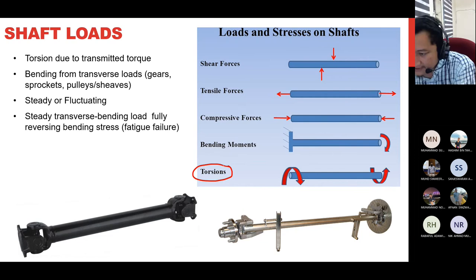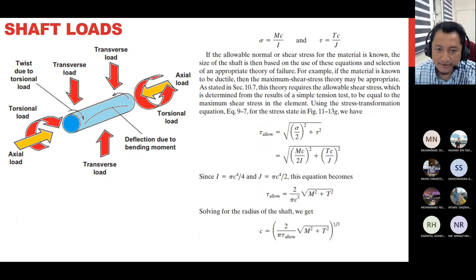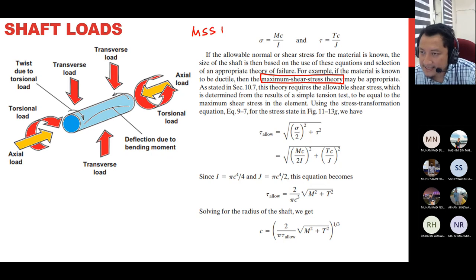So torsion kita dah biasa dengar. You've got also bending moment. You've got compressive forces, you've got tensile forces, and you also have shear forces, like in this case, opposite direction. So if you want to know what are the forces acting on a shaft in a combined manner, something like this. So how do you find out the diameter is a suitable diameter for a shaft? So most of the time for shaft application, we are going to use something called maximum shear stress theory, MSST. So ini dah belajar dulu dalam design for static.